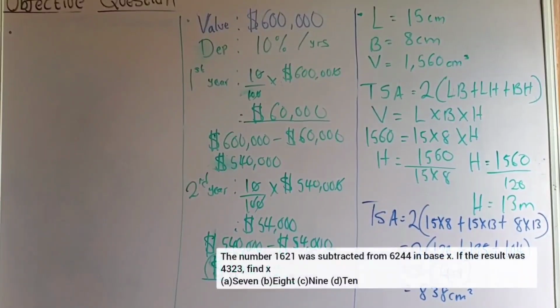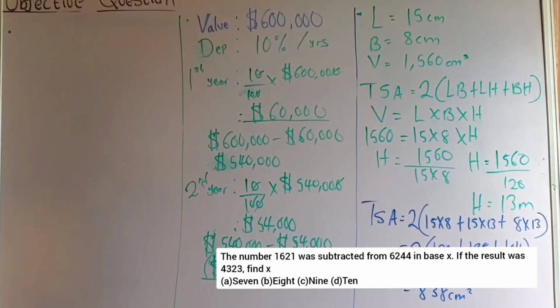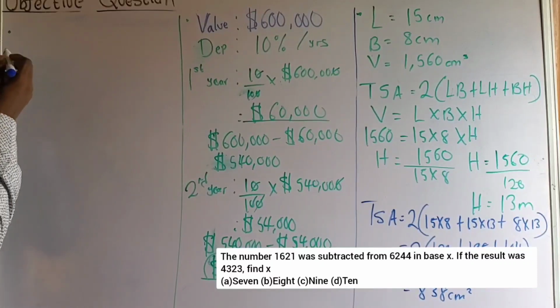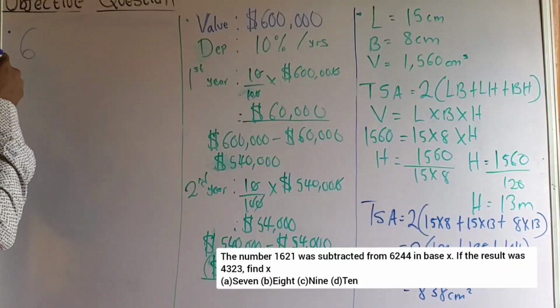The number 1621 was subtracted from 6244 in base x. If the result was 4323, find the value of x. Okay, please pay attention. The number 1621 was subtracted from 6244 in base x.